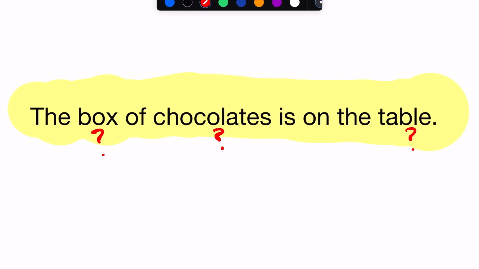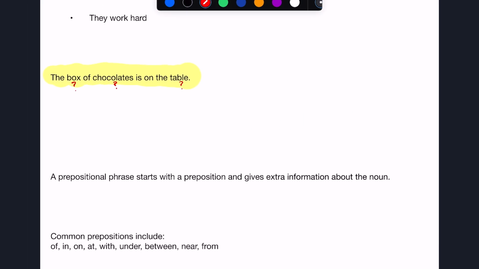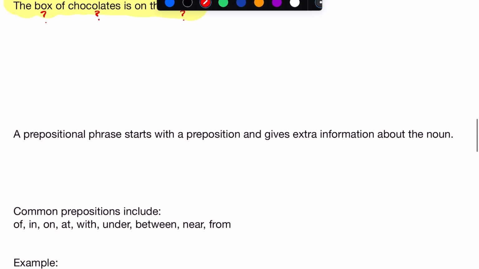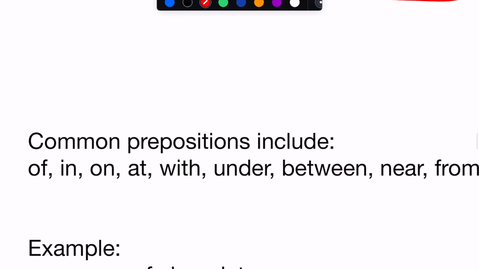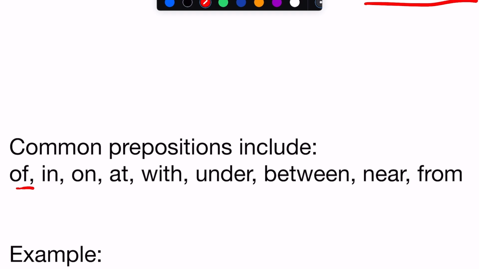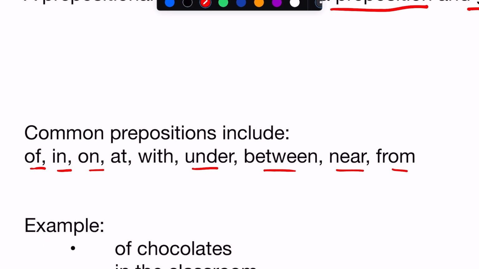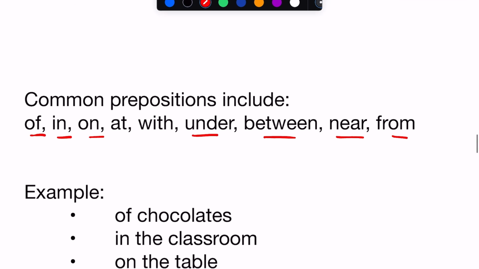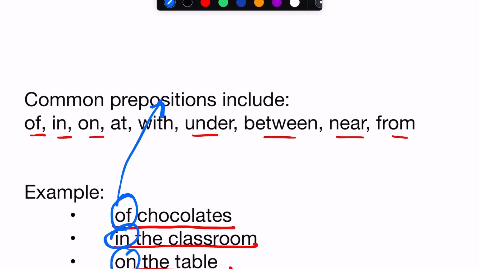These sentences have something called prepositional phrases. So let's have a look at what prepositional phrases are. They have a preposition, and they give extra information about the noun. The most common prepositions are of, in, on, under, between, near, from. These are just possible ones. For example, you could have of chocolates, in the classroom, on the table. Here, of, in, on are the prepositions.